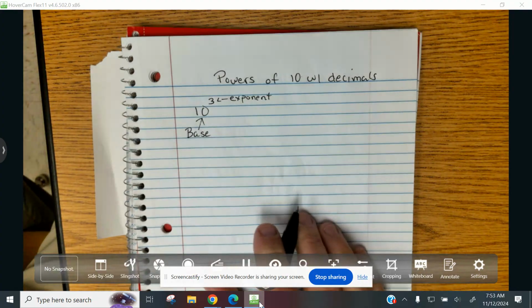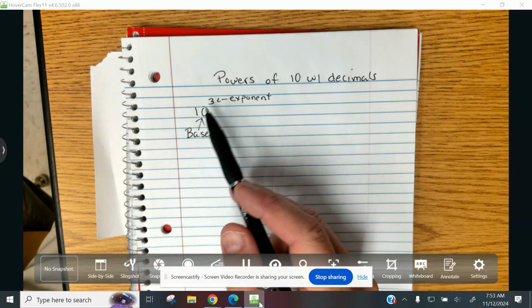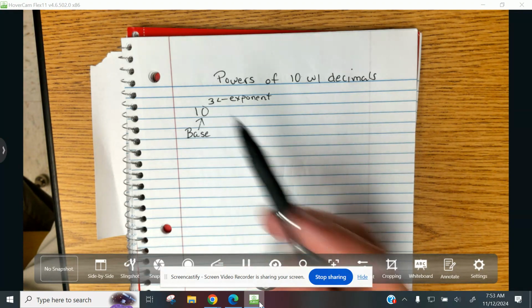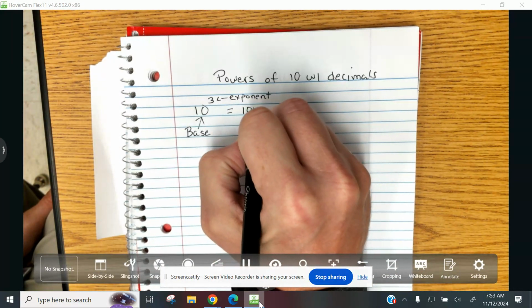Remember, the big thing we always say is do not multiply these two. That's the biggest mistake, because people see it and they know that this means something multiply, but they just want to multiply these two. You do not do that. What does this really mean? The exponent is telling us how many times to multiply the base.